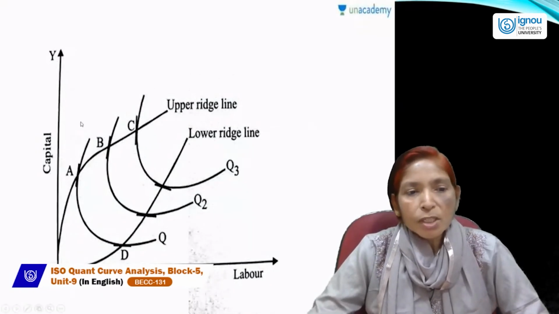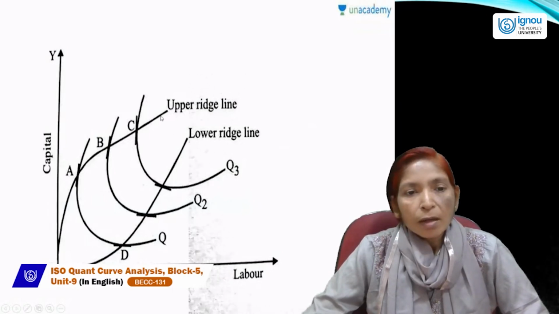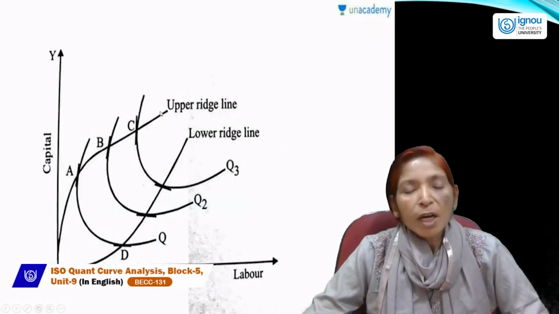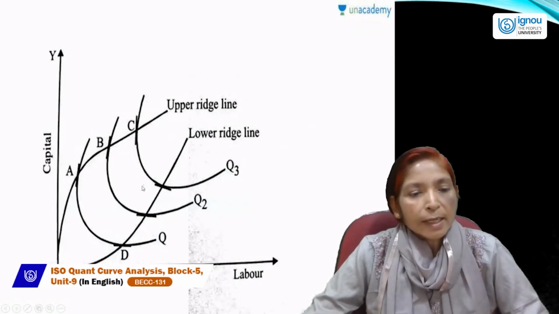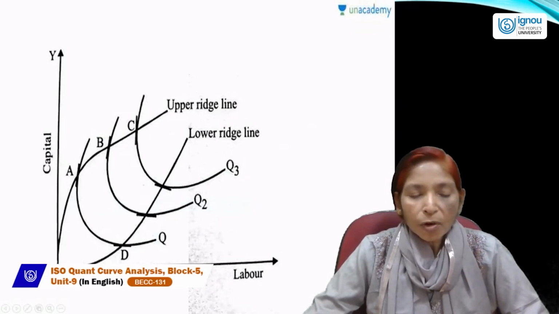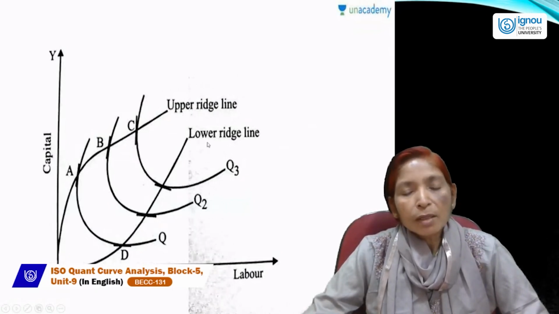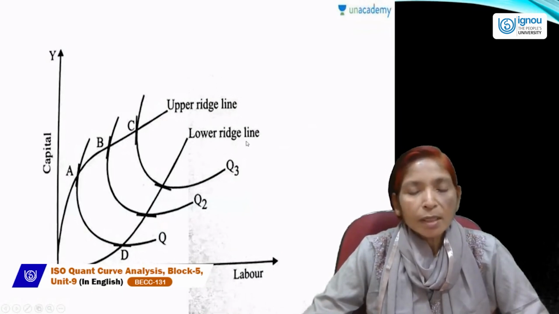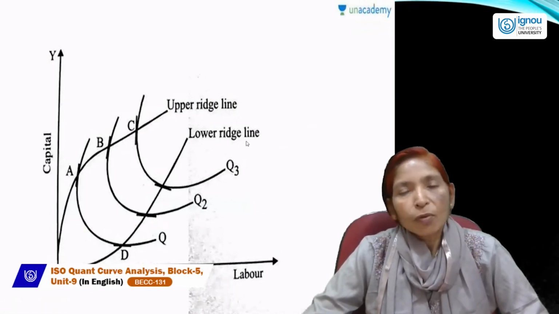These are two ridge lines. They start from the origin. One ridge line is known as the upper ridge line. At this upper ridge line, the marginal productivity of capital is zero. The second ridge line also starts from the origin, but it is upward sloping. This shows the lower ridge line. This lower ridge line indicates that the marginal productivity of labor is equal to zero.